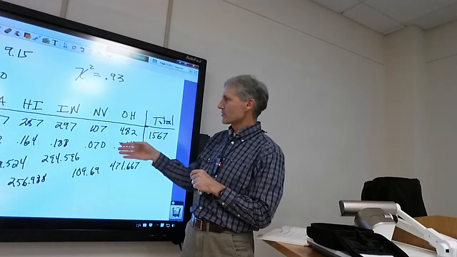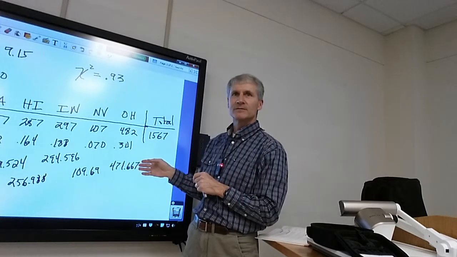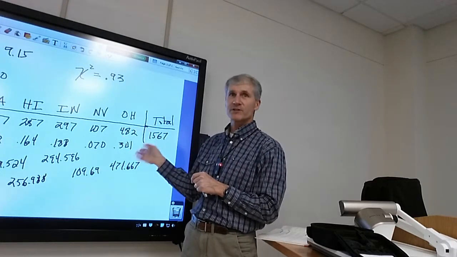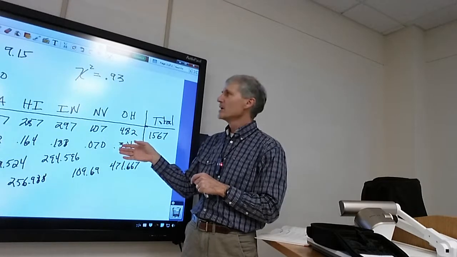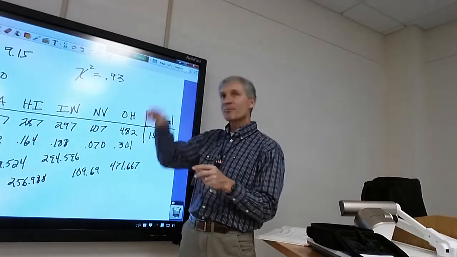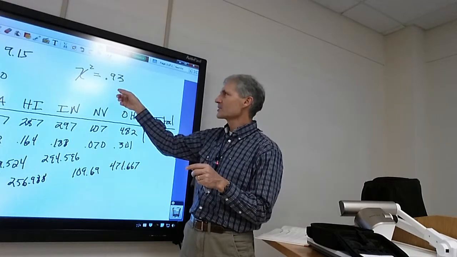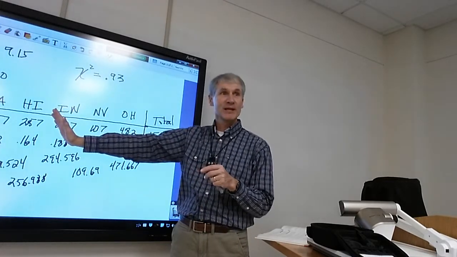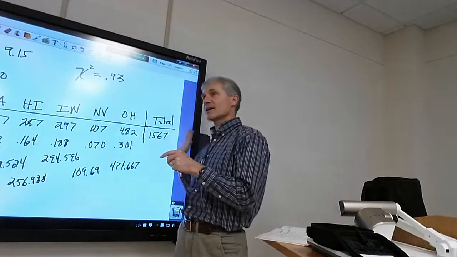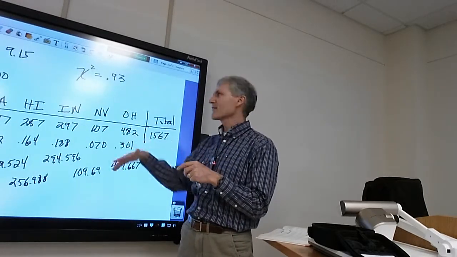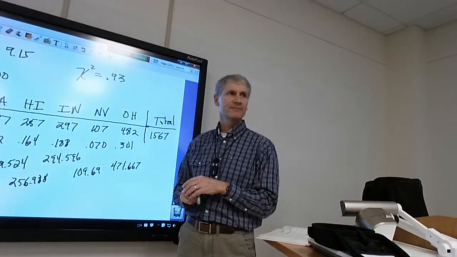So what is its degrees of freedom here? 5. There's 6 states, so 6 minus 1 is 5 degrees of freedom. So the mean, where the hump is for a chi-square, is 5. So this is way below the mean, and it's the right tail area that is your p-value. So we're going to have a really big p-value here, right?